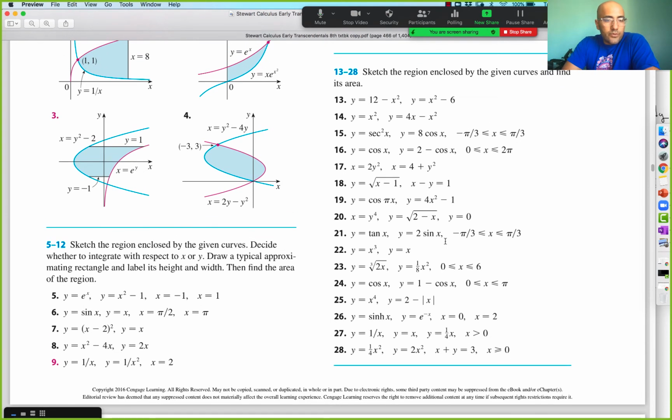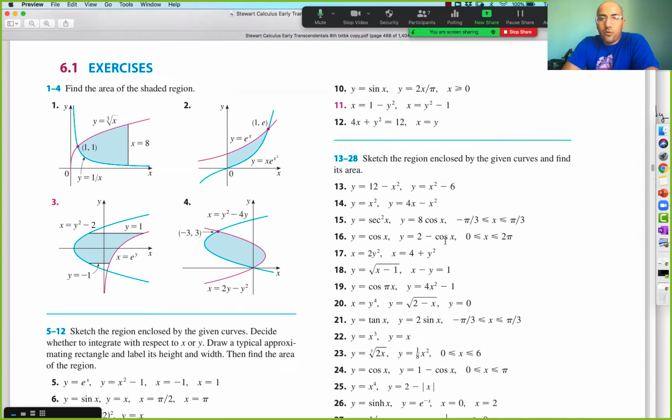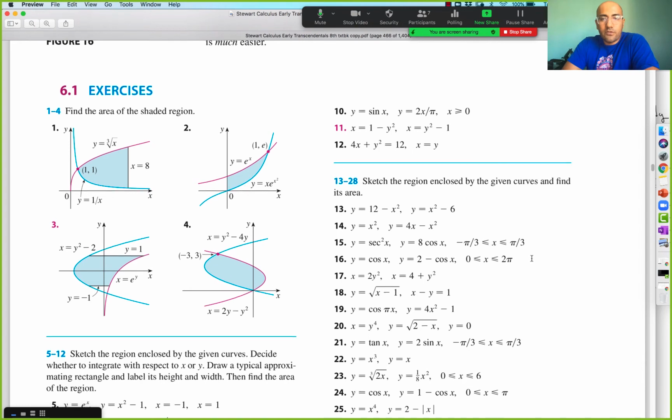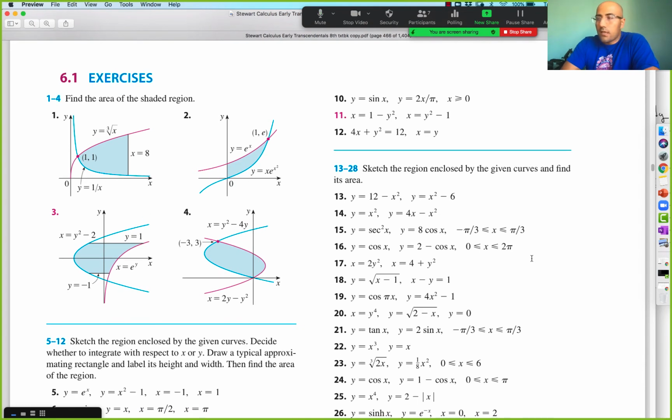Those look all pretty straightforward, right? You just have to figure out which one's the function on top, which one's the function on bottom. Weird and tricky here. How about number 12?